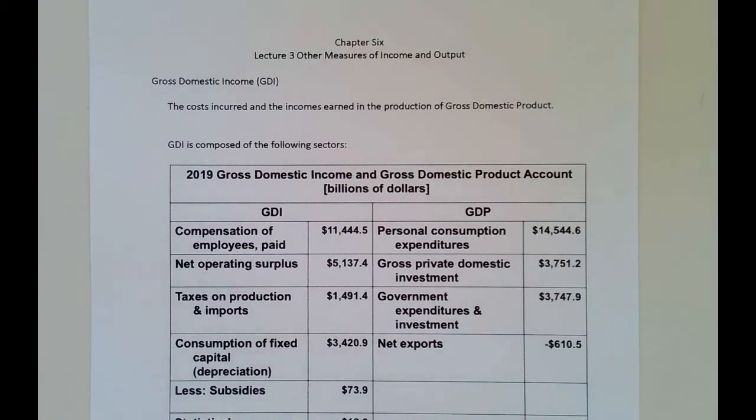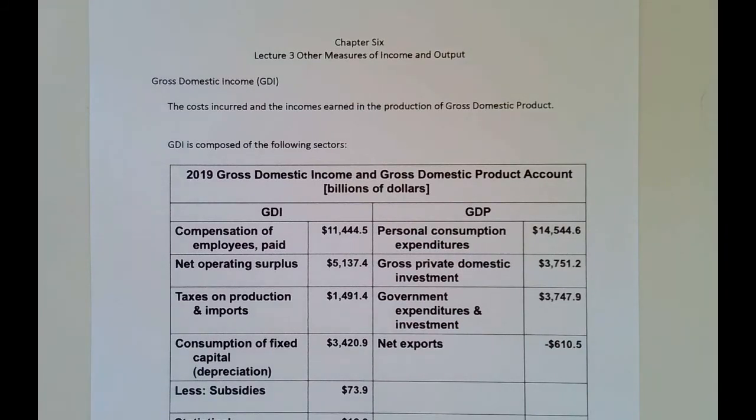Hello, back with lecture 3 of chapter 6. So far we've talked mostly about gross domestic product and the four main categories that go into it. In this lecture we're going to talk about the other measurements that could be on exams and quizzes.